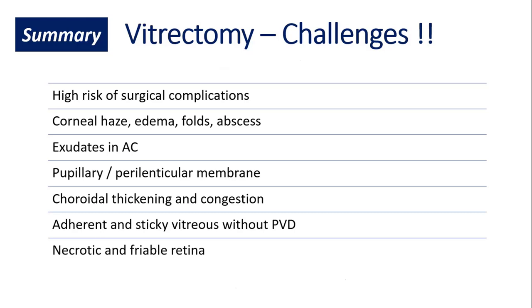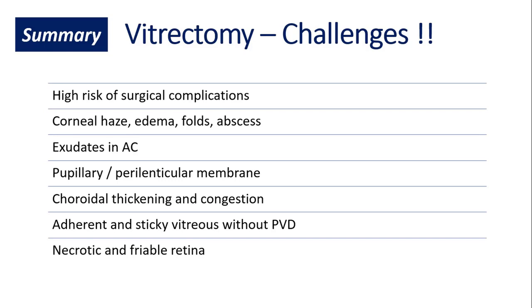In summary, we have a lot to do in trauma cases. There is always a high chance of surgical complication, especially when suturing the open globe wound. You have to be very careful because many times, when doing a sclerocorneal tear, we can find the retina in the section, incarcerated, and that makes our life very difficult when going inside the eye. Corneal haze, edema and folds, as well as corneal abscess, make visibility very bad. In some cases you can use K-Pro or go for therapeutic PK. Exudates in the AC are also difficult to tackle and keep recurring.